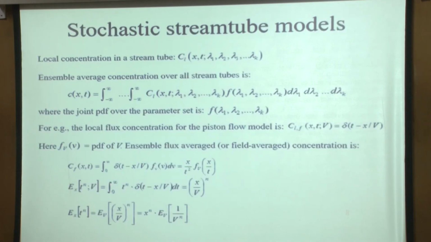Okay. I wanted to also spend a little time on stochastic stream tube models. So for your tutorial today, we are going to be using the advection dispersion equation, the log normal distribution, and the gamma distribution. And we'll talk some more about the properties of tutorial 2. For your tutorial on the 5th day, we'll be talking about stochastic stream tube models.